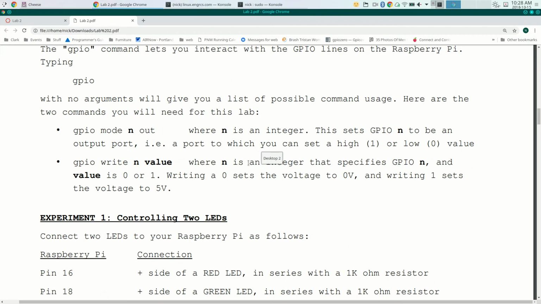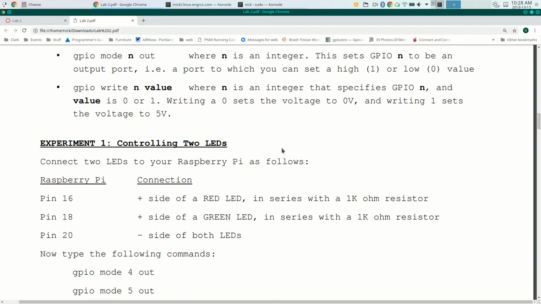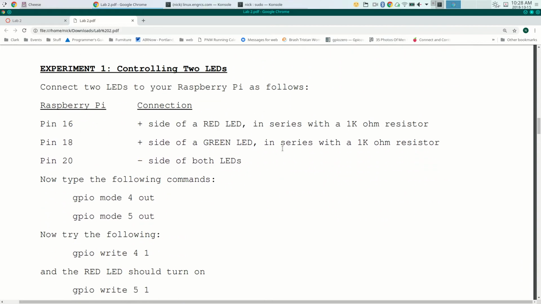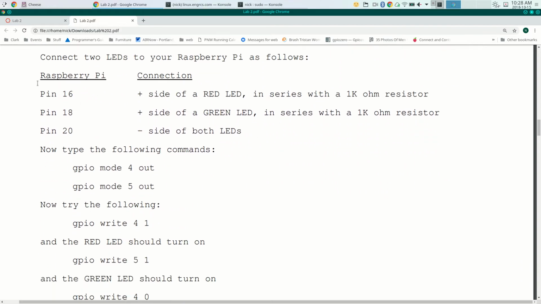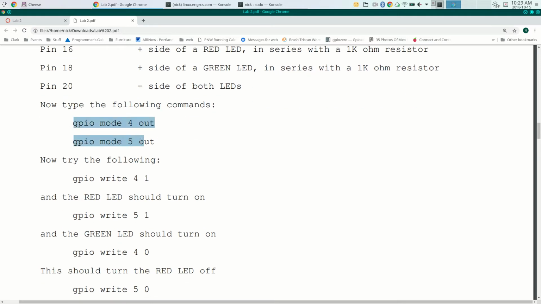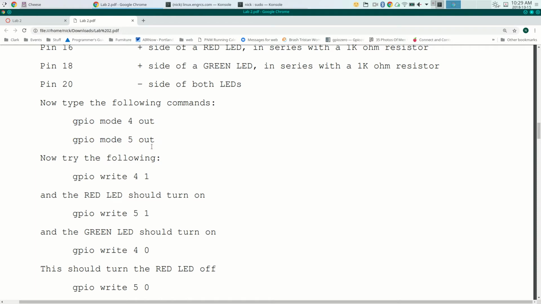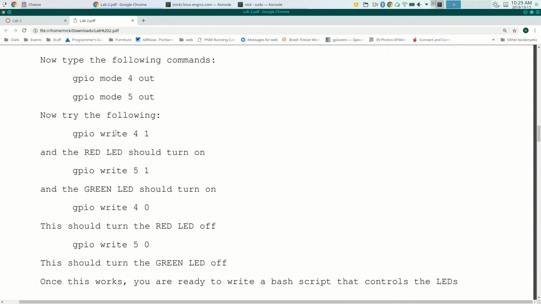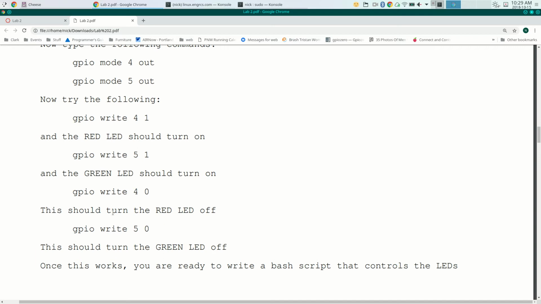All right, so experiment 1 is what I just did those past 30 seconds, right? Hook up these 3 pins, 16 and 18 go to the positive side of an LED, 1K resistor. Pin 20 goes to the negative side of the LEDs. Use these 2 mode commands to set those to be outputs, and then play around with the write commands. Write a 1, it should turn on. Write a 0, it turns off.